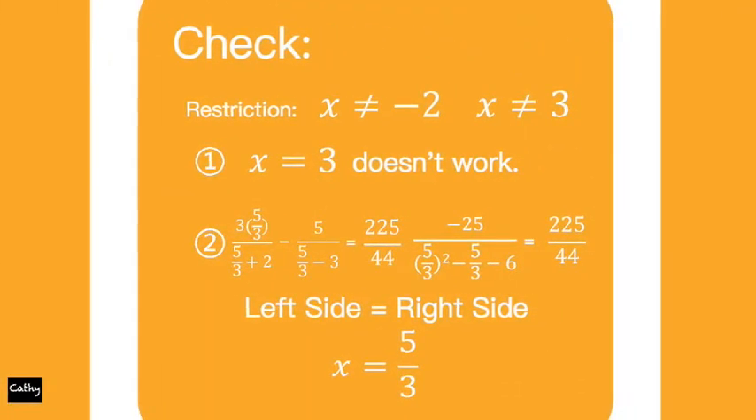And let's check the solutions. Because the restriction is x cannot be negative 2 or 3, x equals 3 doesn't work. Substitute x equals 5 over 3 into the original equation. We'll have the left side equal to 225 over 44, and the right side will also equal 225 over 44. So the left side is equivalent to the right side, therefore x is equal to 5 over 3.